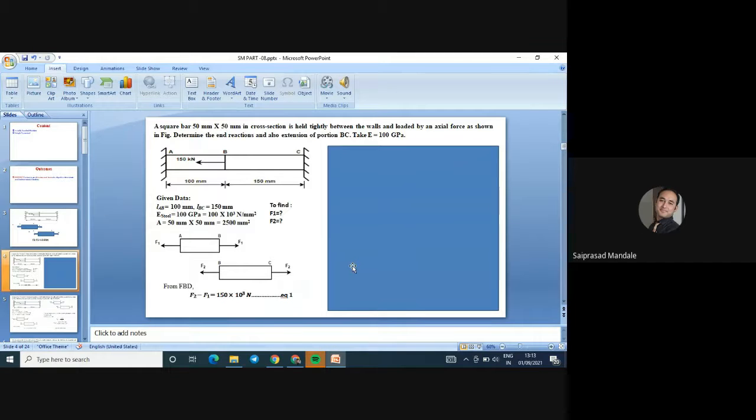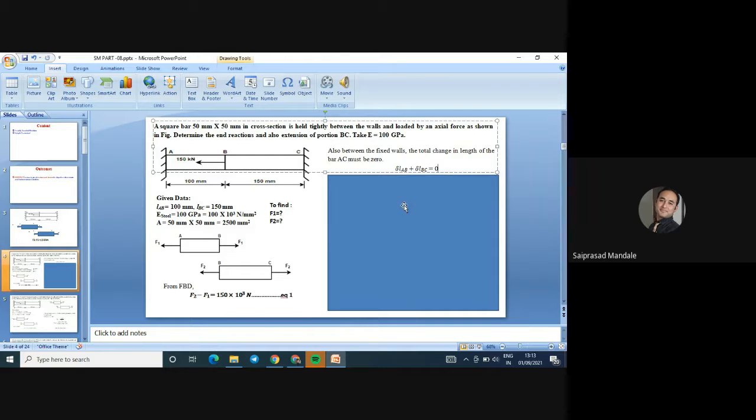Can anybody tell me the next step? Total elongation is equal to how much? Zero. PL upon AE. Very good. So how am I going to write this? Delta L of AB plus delta L of BC is equal to 0.